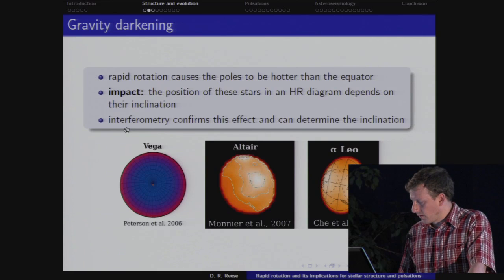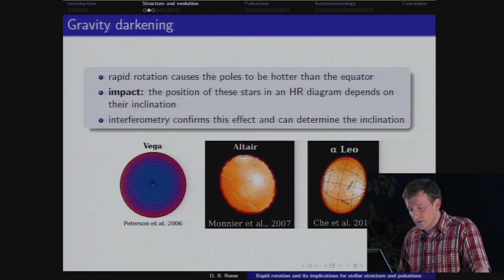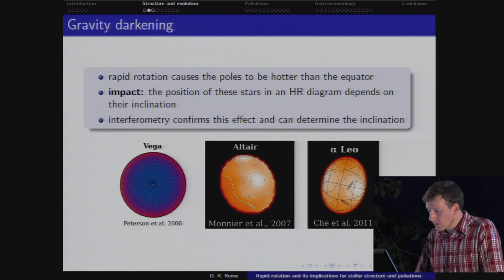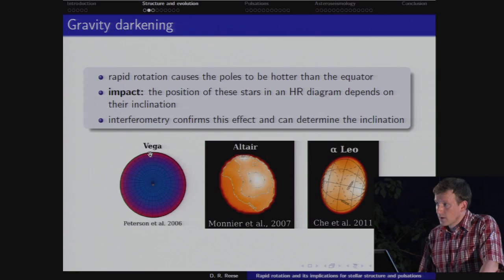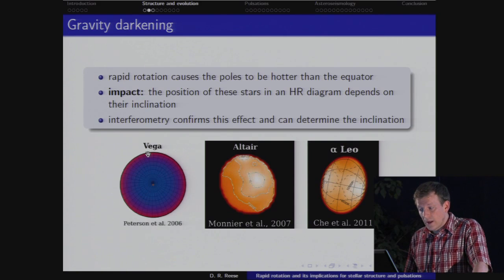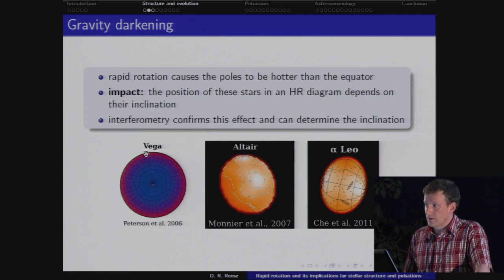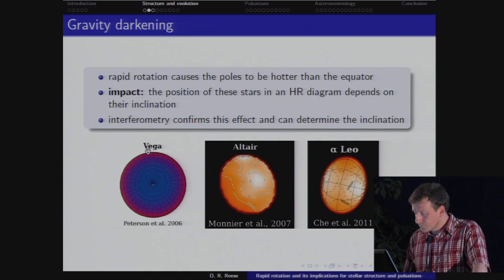A second effect of rotation is gravity darkening. Gravity darkening causes the poles to be hotter than the equator. And so this means that the position of these stars in an HR diagram will depend on their inclination. So this needs to be taken into account when you study these stars.